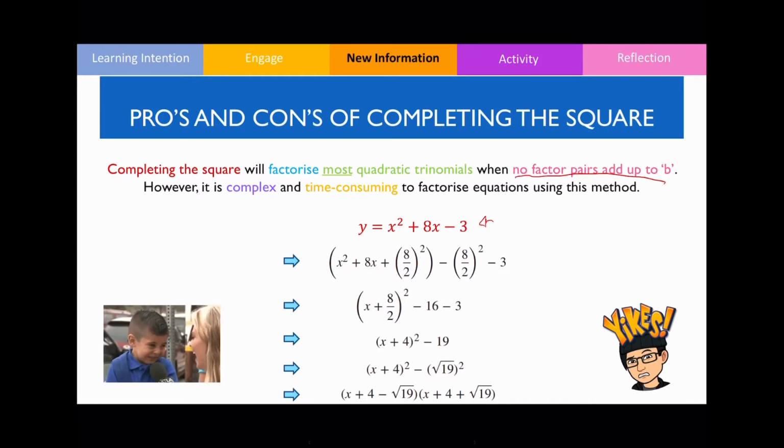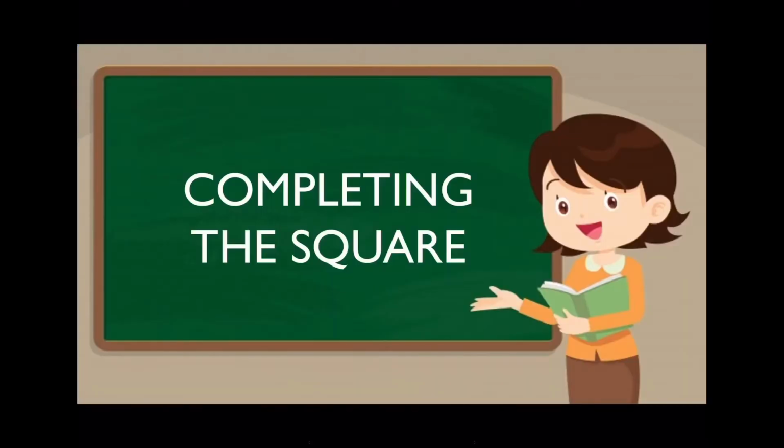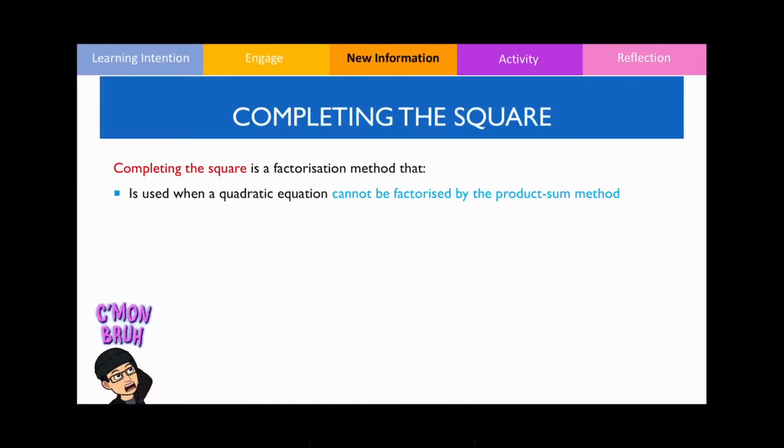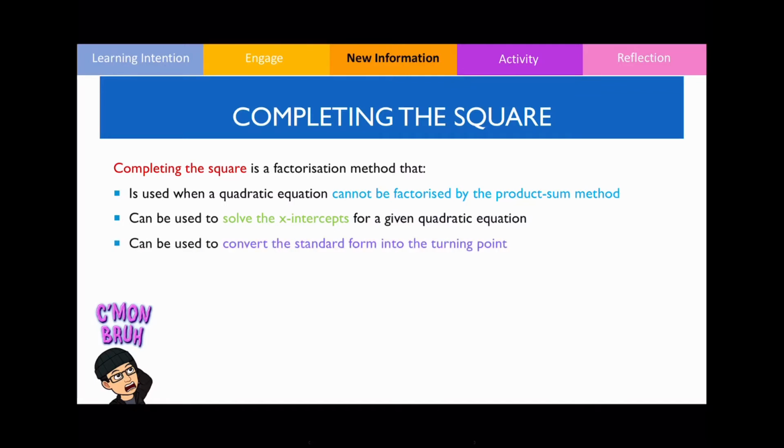So let me have a go at explaining what this technique is and how we actually do this. Completing the square: as I said, we use this when the product sum method doesn't work at all. But when we do factorize it, this does allow us to find our x-intercepts. One of the great things about completing the square is that it allows you to convert from the standard form into the turning point form. So what do I mean by this? If you have this as an example and you are able to successfully complete the square, then you can convert it into the turning point or the vertex form.